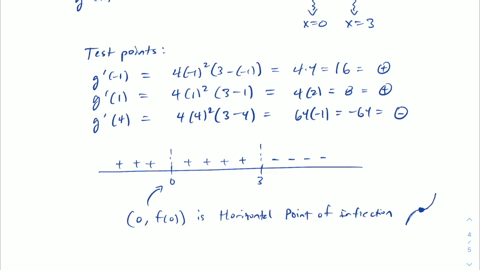And then at 3, g of 3, we have a local or relative maximum. Slope is positive before, it goes to 0, and then negative afterwards.